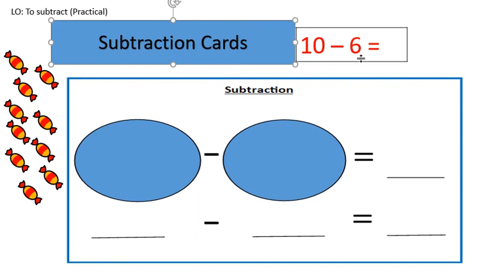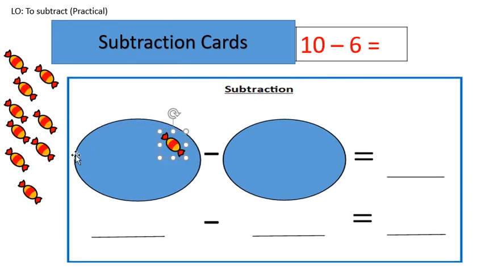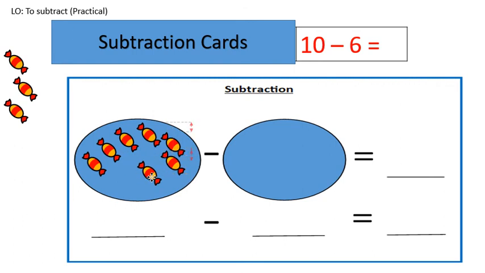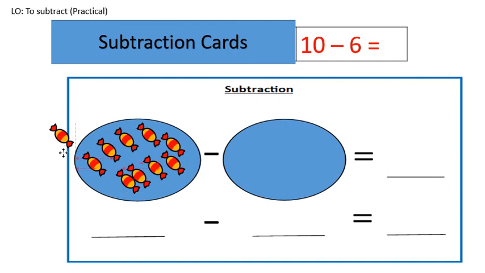10 subtract 6. Just like we did before, we look at the first number, which is 10. We're going to count out 10 sweets into our first circle. Count with me. 1, 2, 3, 4, 5, 6, 7, 8, 9, and 10. So let's go back to our number sentence. I've counted 10, so I'm going to put number 10 here because I have 10 in this circle to begin with.